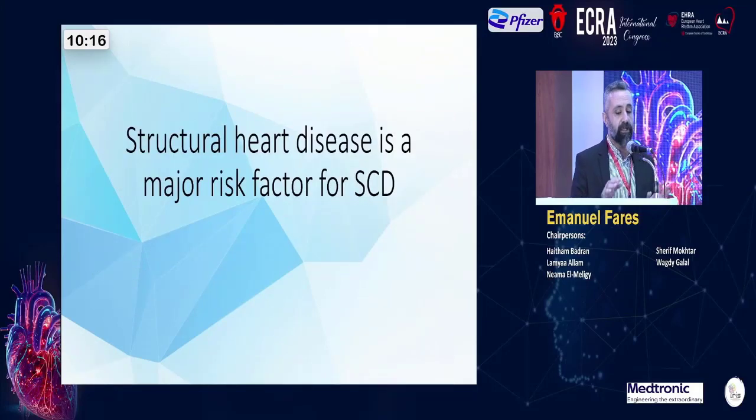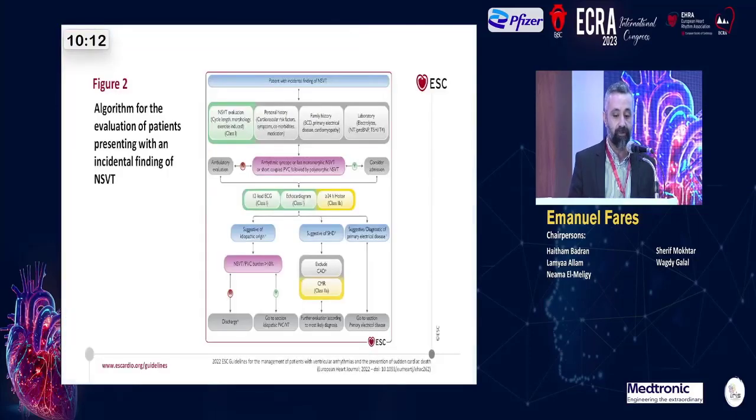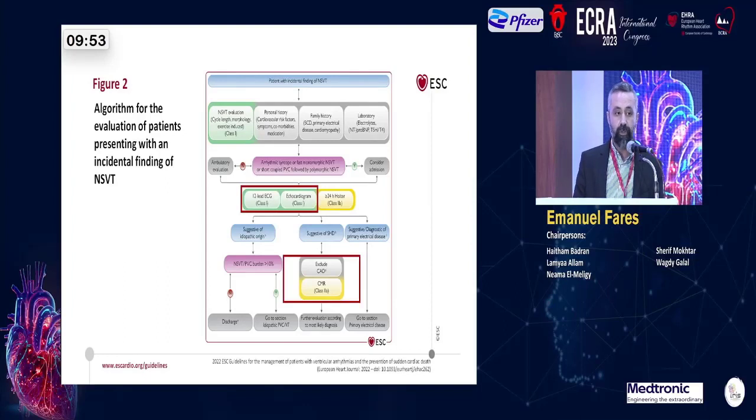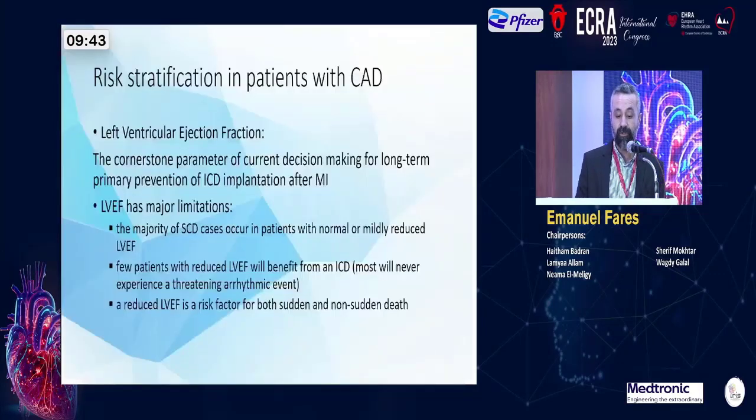Our message from the guidelines is that structural heart disease is a major risk factor for sudden cardiac death. We can see that from this algorithm for evaluation of patients presenting with an incidental finding of non-sustained VT. The most important thing in the algorithm is exclusion of structural heart disease through a 12-lead ECG, an echocardiogram, exclusion of coronary artery disease, and a CMR. These are the most important investigations to do for exclusion of structural heart disease.